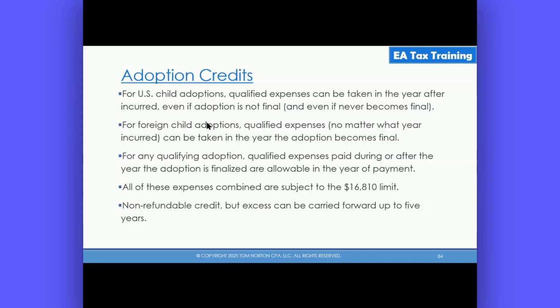amounts that were paid. However, all of the expenses over all of the years are still going to be subject to that $16,810 limit per child in total. And the adoption credit is non-refundable. However, the excess can be carried forward for up to 5 years. So it's not refundable in the current year, but if you've got extra, then you can use that for up to 5 years in the future.